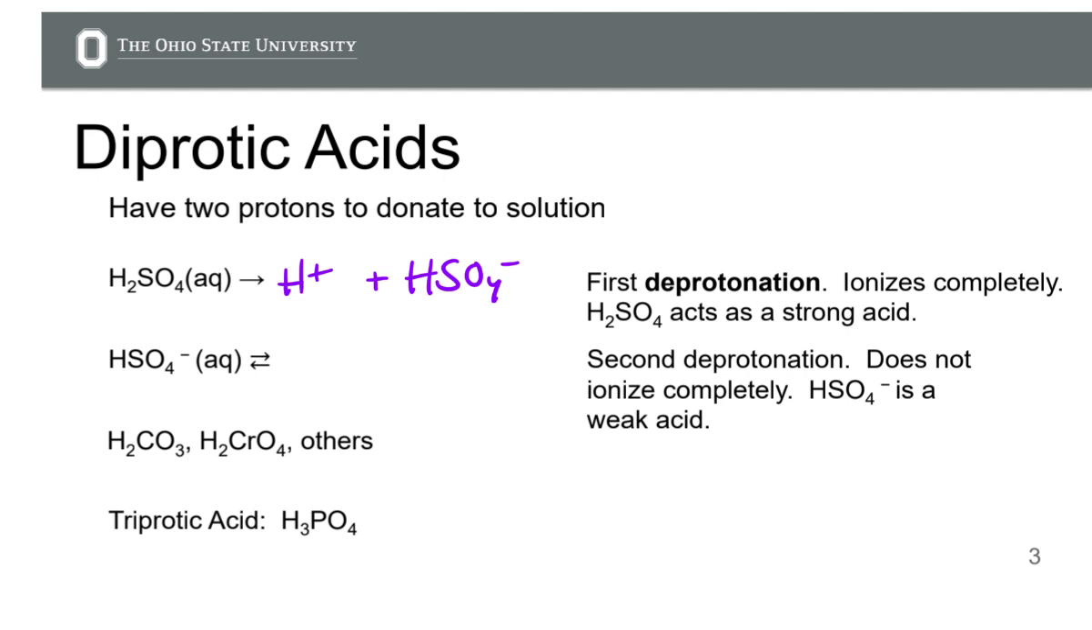But the second deprotonation, where we take HSO4 minus, this is a weak acid. This does not occur to completion. So we're going to have our equilibrium arrows, and we're going to form H plus and SO4 2 minus. So while H2SO4 is a strong acid, HSO4 minus is a weak acid. That's sort of a special thing.